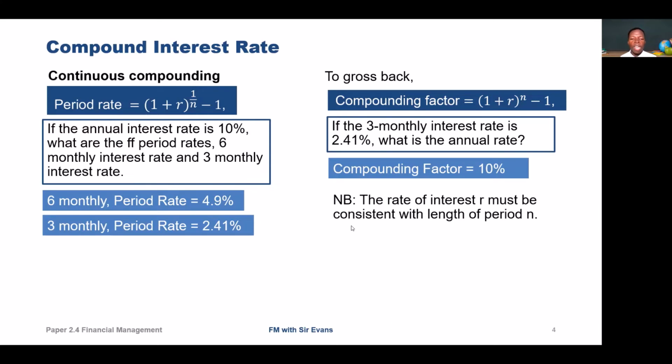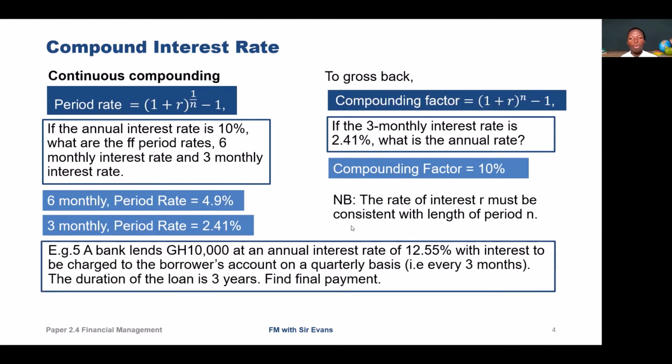So always note that the rate of interest r must be consistent with the length of period n. If the rate is a 3-monthly rate, then our n is supposed to be in such format. It should be in multiples of 3-monthly. If the r is annual, then our n, the length of period, must also be in annual terms.